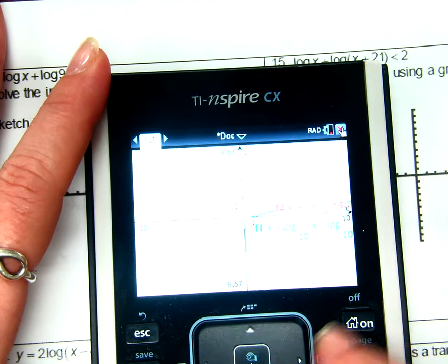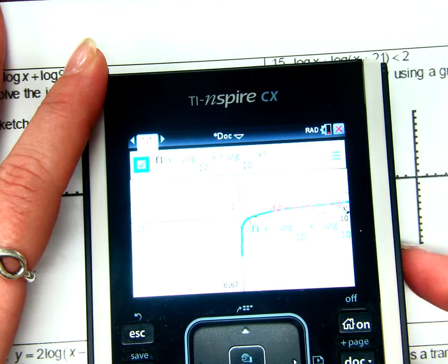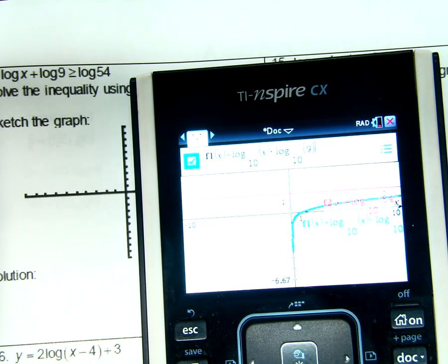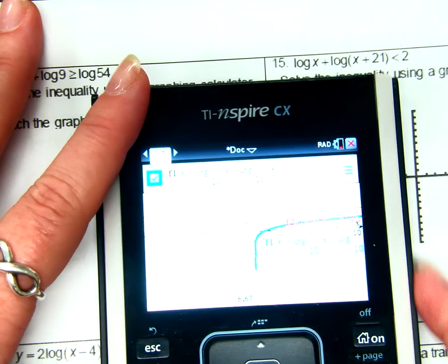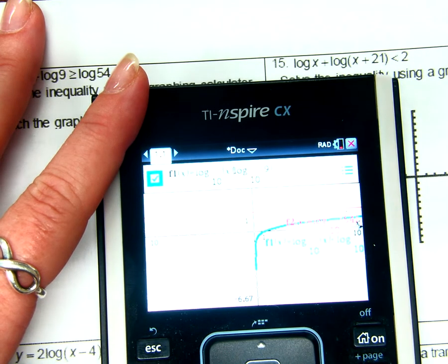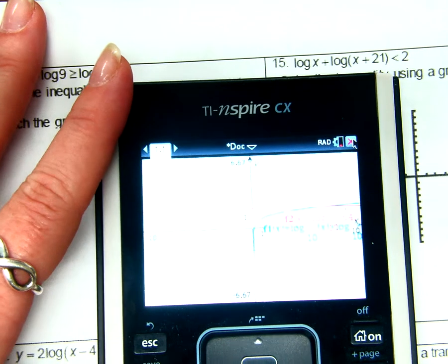Nope, not there. Oh, what did I do? Log of x, oh, look what I did. I accidentally put times log of 9 instead of plus log of 9. There, that's what I want.